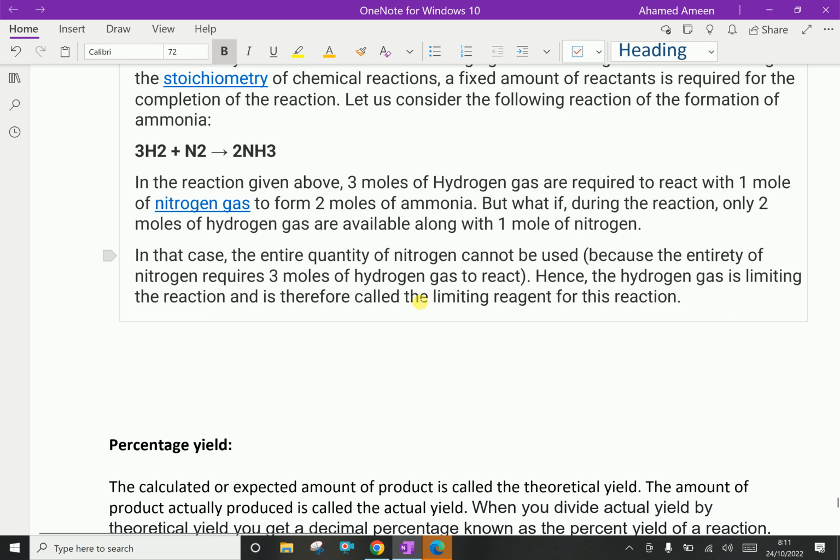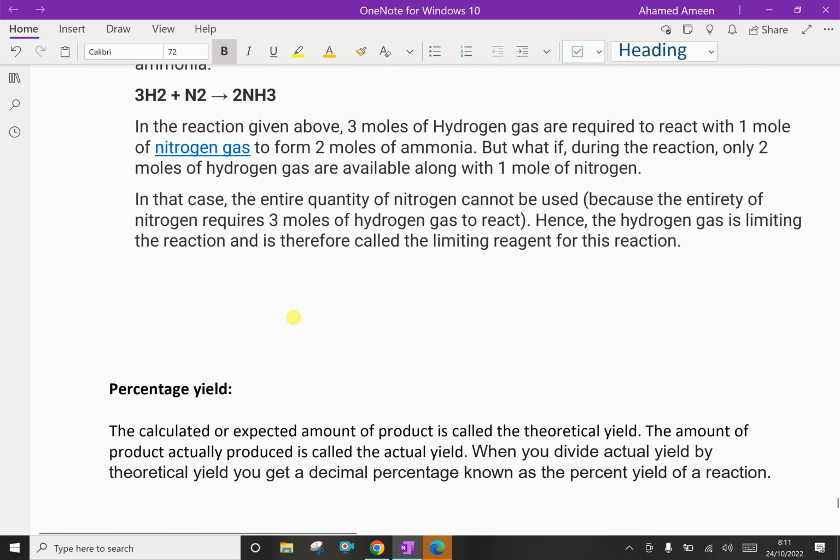Because the entirety of nitrogen requires 3 moles of hydrogen gas to react. Hence, the hydrogen gas is limiting the reaction. That means the hydrogen is limiting the reaction, so it is not completed, and is therefore called the limiting reagent for this reaction. That means hydrogen is the limiting reagent.